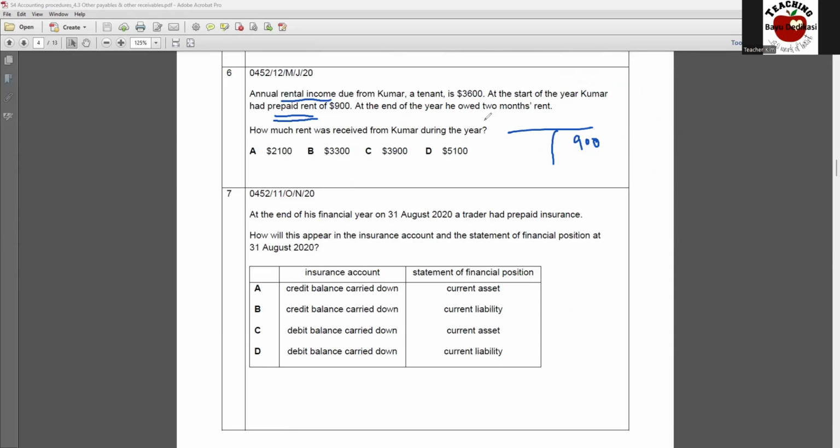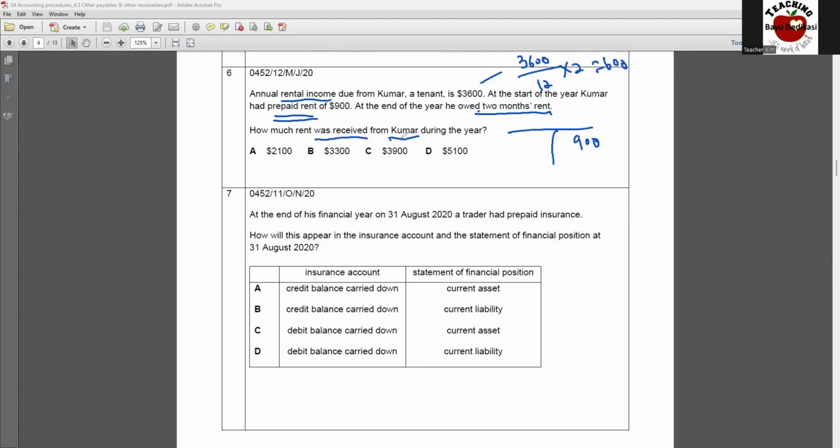At the end of the year, he owes 2 months' rent. So this one owed is an asset. One year is 3,600, divided by 12 times 2, so 600. Here is the amount owing. This one is due from Kumar.